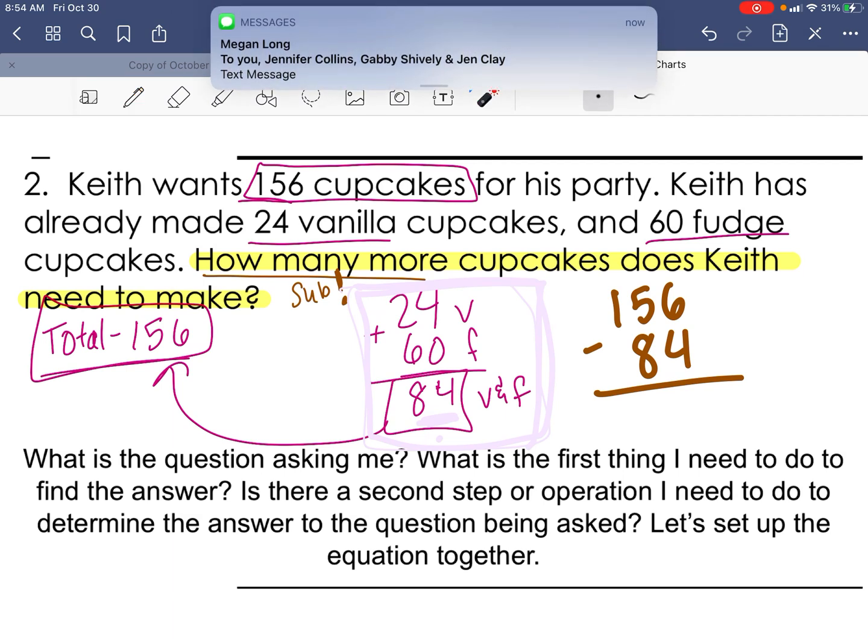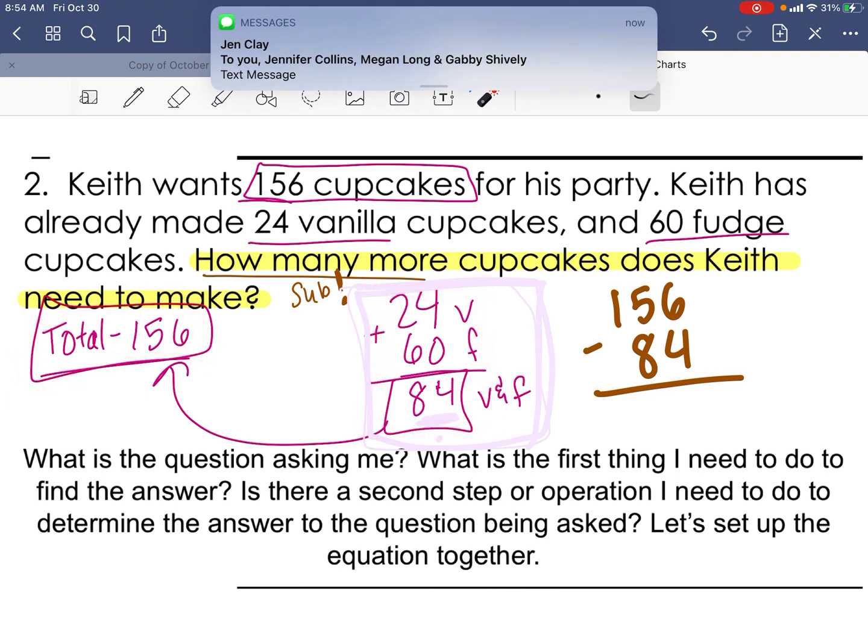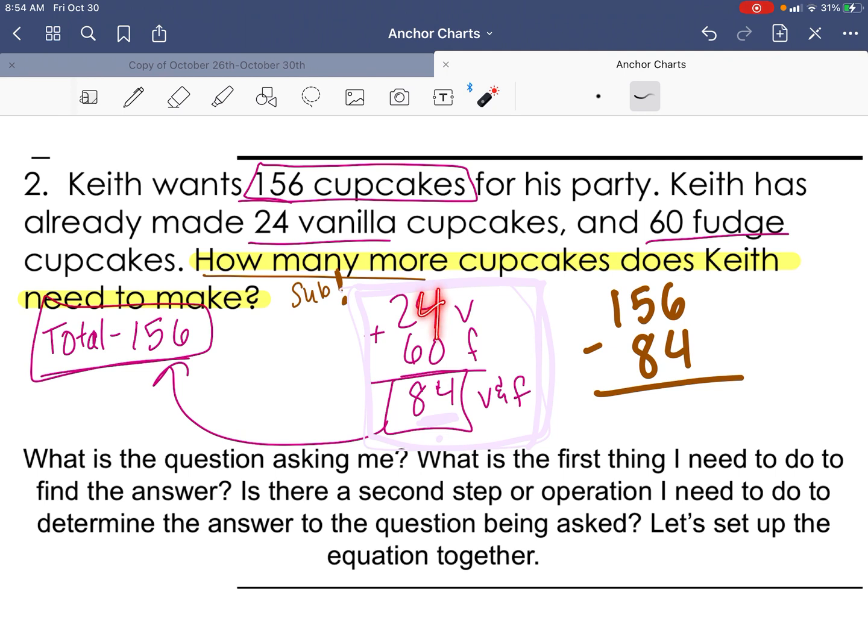Keith wants 156 cupcakes for his party. Keith has already made 24 vanilla cupcakes and 60 fudge. How many more cupcakes does Keith need to make? Yesterday we said that he wants a total of 156. He has already made 24 plus 60. He's already made 84 cupcakes because we did 4 plus 0, and that equaled 4. And then we did the 10s, 2 plus 6, and that equals 8. So he has already made 84 cupcakes.